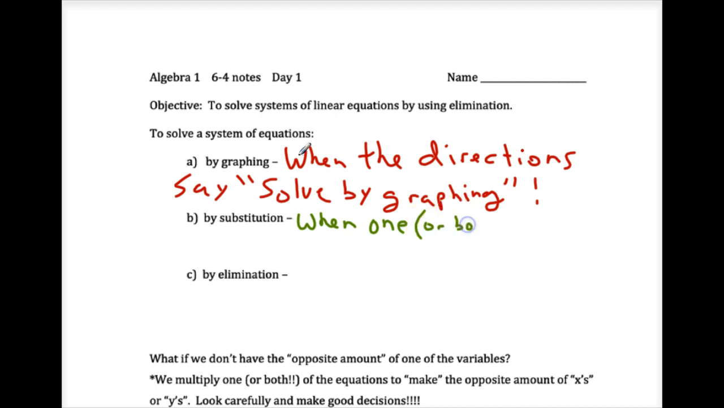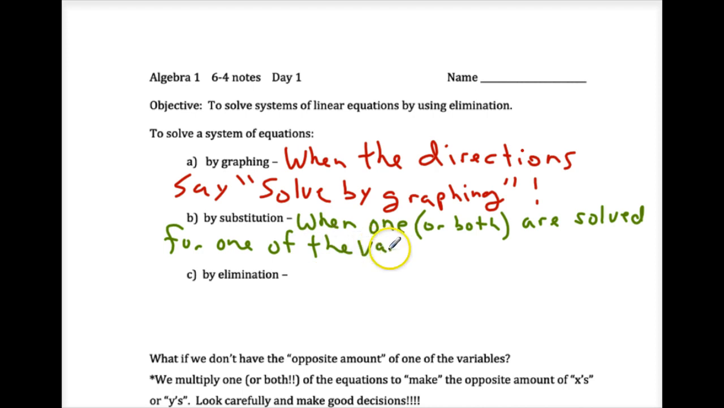Right. When one, or, guys, it's even better if both of them are solved for one of the variables. Because you just take what that variable equals and substitute it into the other equation. Does everybody understand that? So, graphing, directions say to. Substitution, one of the equations is solved for one of the variables.